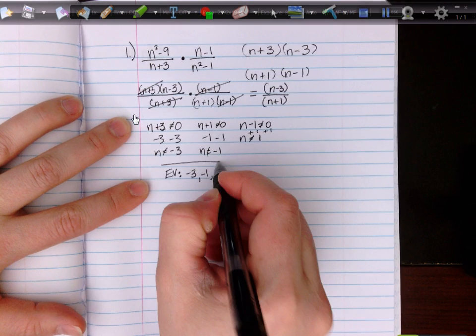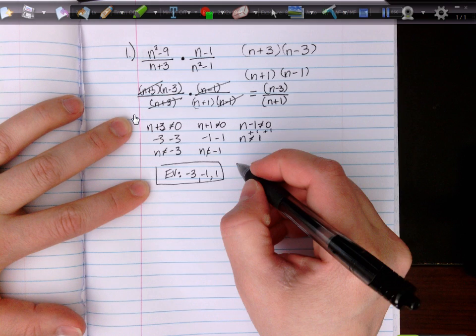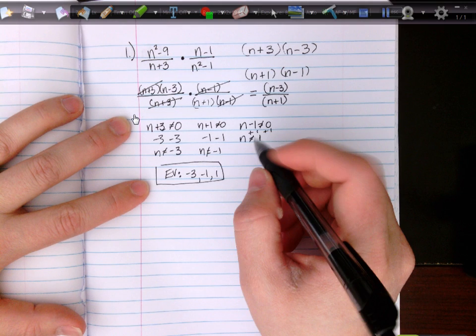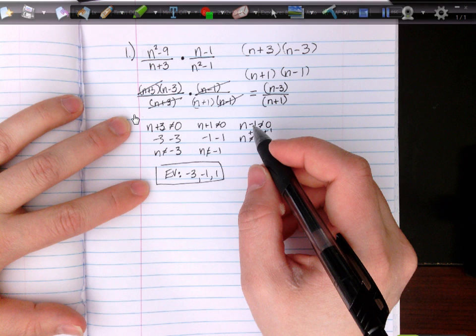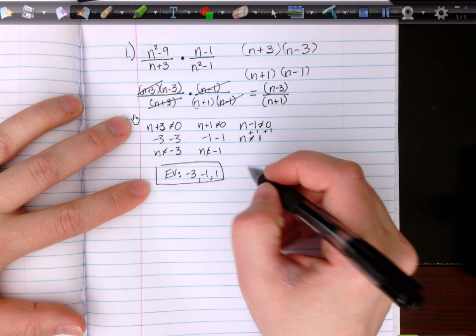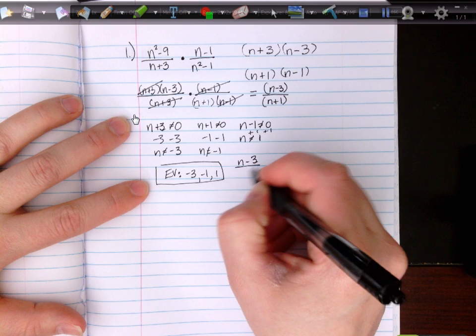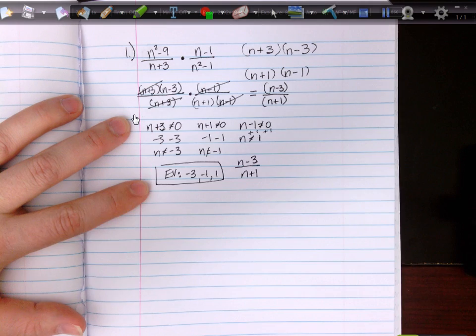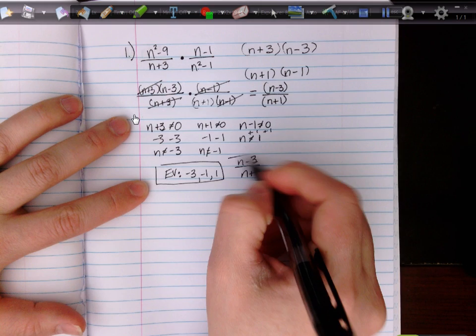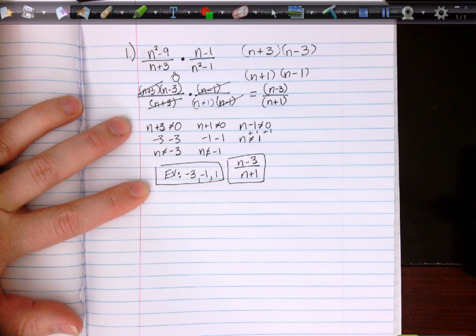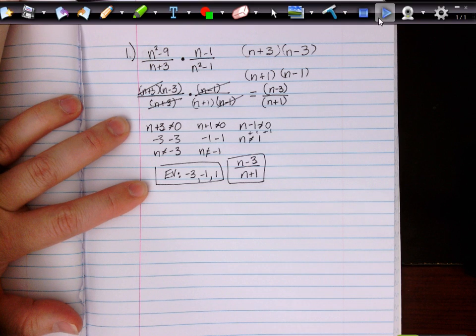So make sure that you have your excluded values as well as your final fraction in its simplest form, which is going to be n minus 3 over n plus 1. That is my final answer. Make sure you have that down before you move on. All right, go ahead and get down number 2.